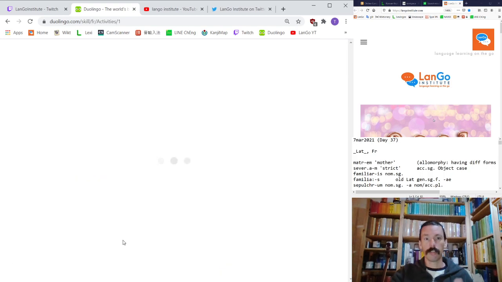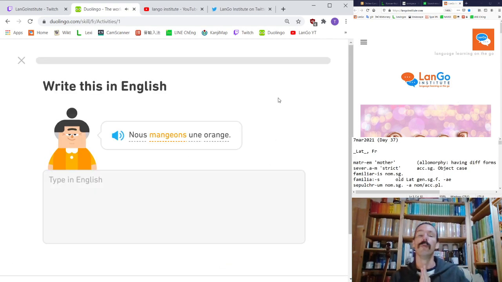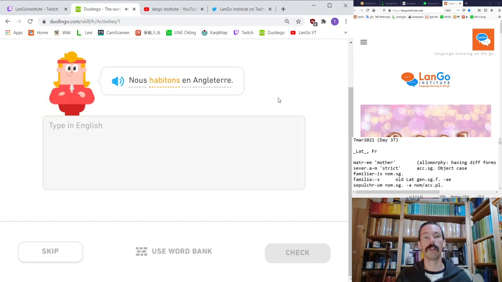Activities. Next one. Nous mangeons une orange. Nous, mangeons, we eat, une orange, feminine noun, an orange, the fruit. Nous habitons en Angleterre. We reside, we live in England.